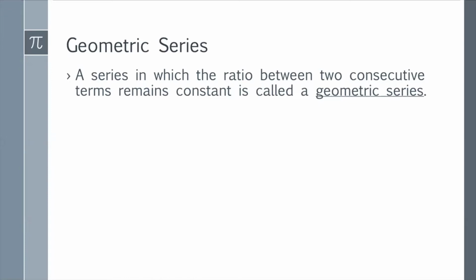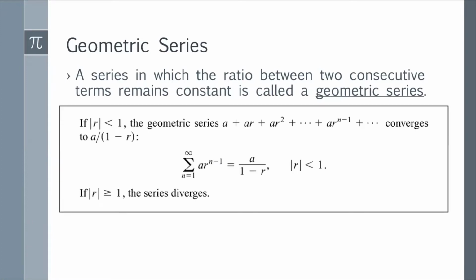A series in which the ratio between two consecutive terms remains constant is called a geometric series. All right, so this is a theorem, and it's a theorem that I can't resist showing you the proof of. However, you'll be happy to know that I have the proof all written out, so I don't have to spend too much time looking at it.